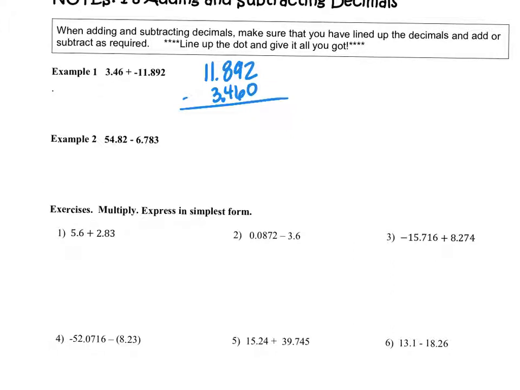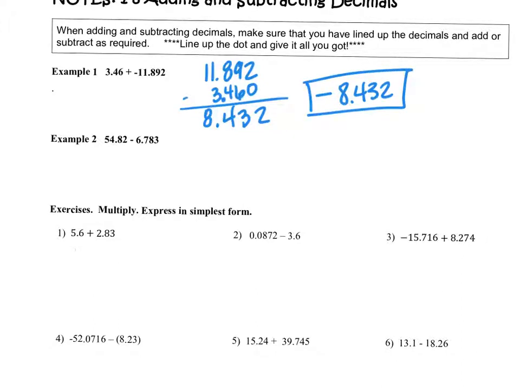So 2 minus 0 is 2. 9 minus 6 is 3. 8 minus 4 is 4. 11 minus 3 is 8. Okay, so we subtracted these. We keep the sign of the larger. Our sign is going to be negative, so it's going to be negative 8.432. So that's our answer for example 1.